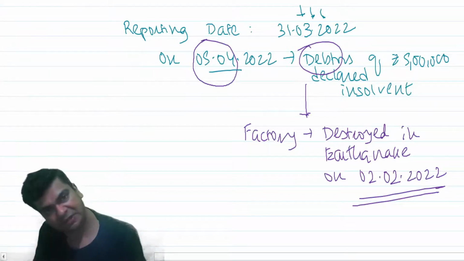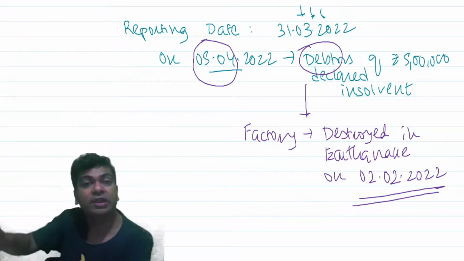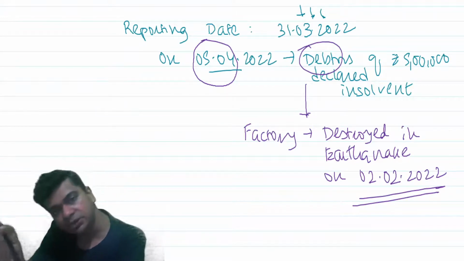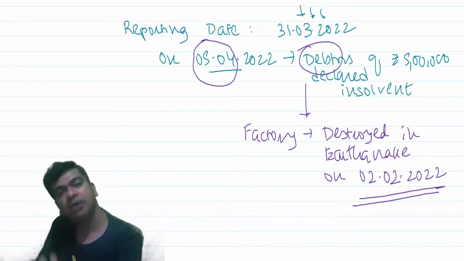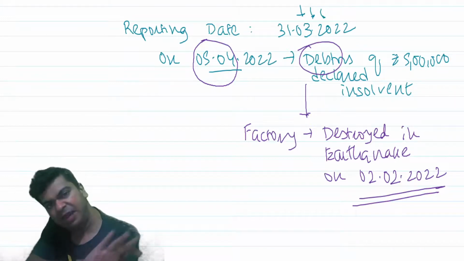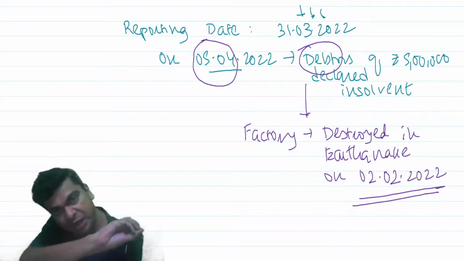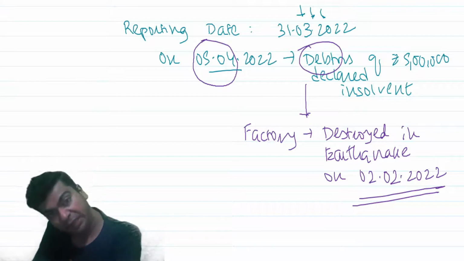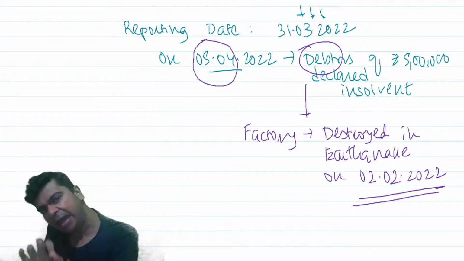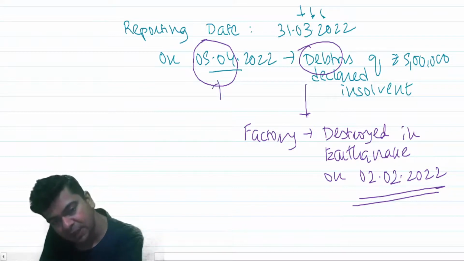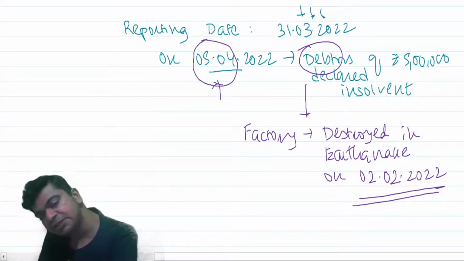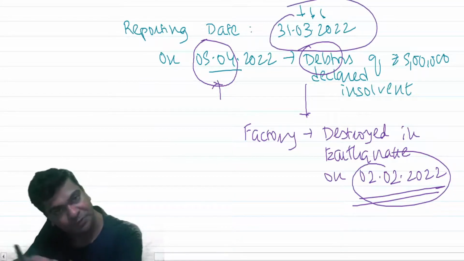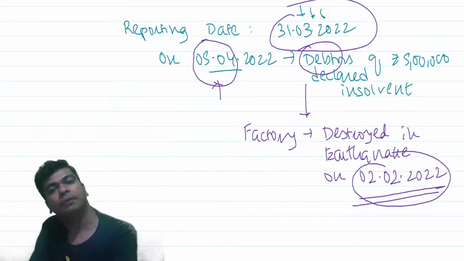We did not know on 31st March 2022 that the earthquake had destroyed the factory of the debtor, but the debtor was aware. The debtor knew that its factory had been destroyed. The debtor was trying its level best to revive its business, but when every alternative failed, it had no choice but to declare itself insolvent. The act of insolvency happened on 5th April, but the reason was on 2nd February. The circumstances that led to the eventual bankruptcy were prevailing on the reporting date.